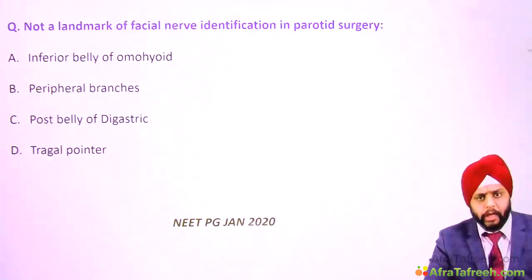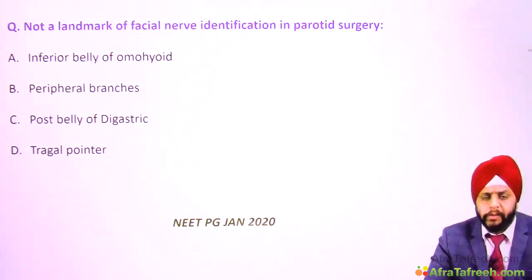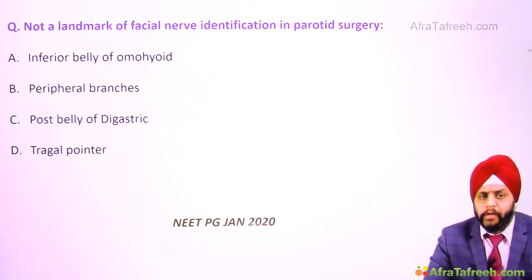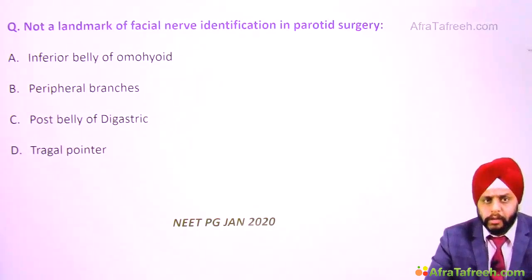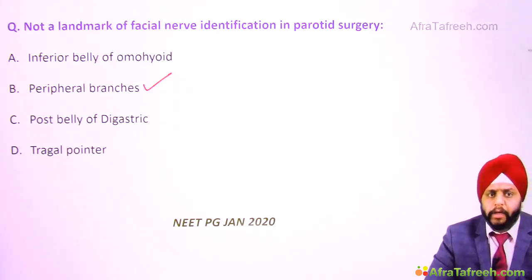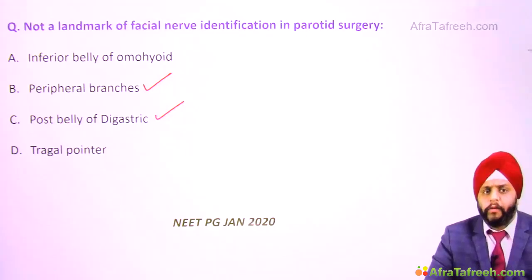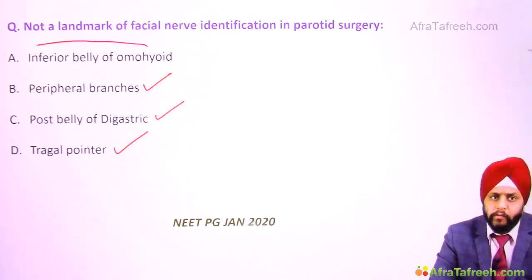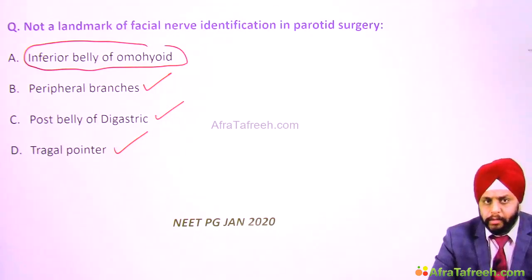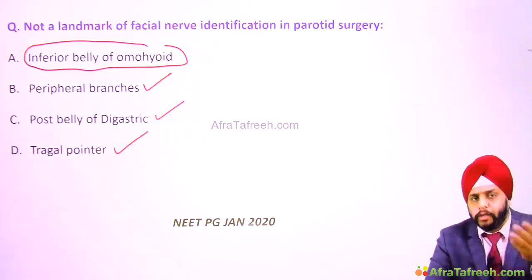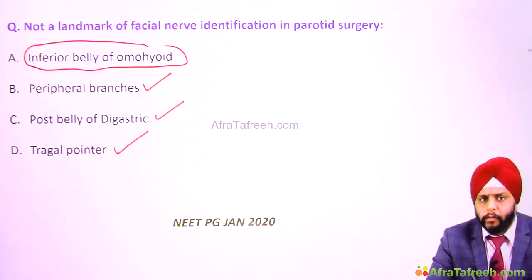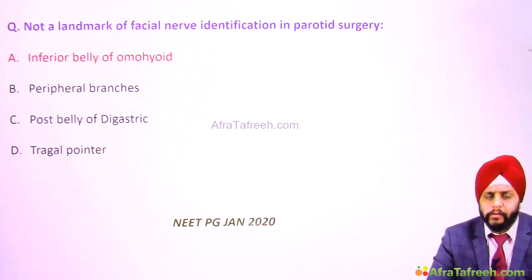Okay. Question asked in the exam, recently asked, NEET PG January 2020. Not a landmark of facial nerve identification in parotid surgery. So we can use the peripheral branches. We can use posterior belly of digastric. We use the tragal pointer, but we don't use the inferior belly of omohyoid. We use the posterior belly of digastric. Okay, not the inferior belly of omohyoid. Okay, so that is our answer. Question was not a landmark.